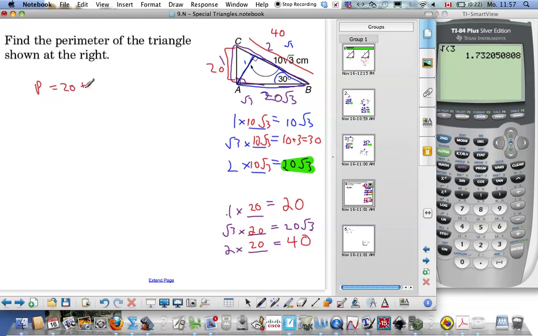Our perimeter is going to be 20, all the way around, 40 plus 20 root 3, and remember, these are like terms, so we can add those, and we cannot add the 20 square roots of 3. Good. That does it. Thanks.